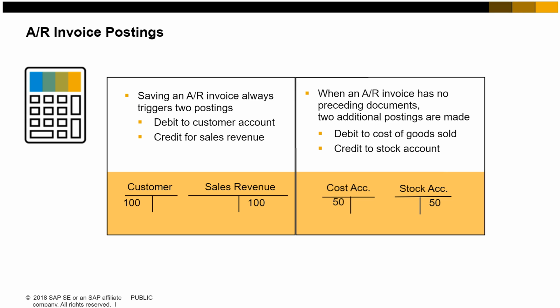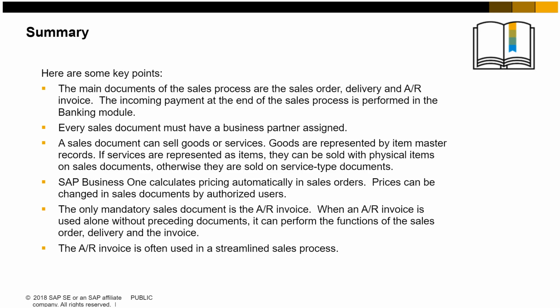Of course, this graphic covers only the basic accounting transactions. There may be additional postings for tax, or additional revenues and expenses. The main documents of the sales process are the sales order, delivery, and AR invoice. The incoming payment at the end of the sales process is performed in the banking module.